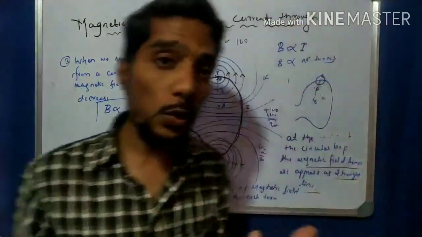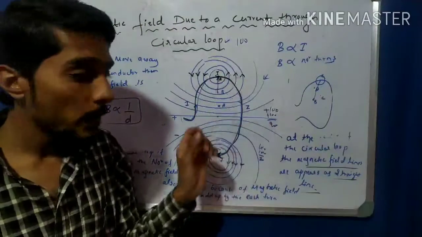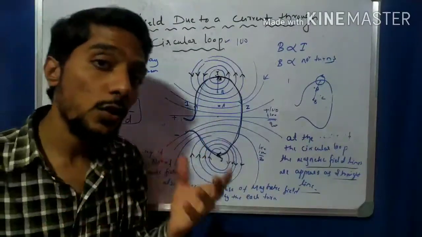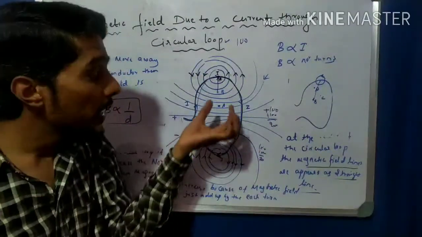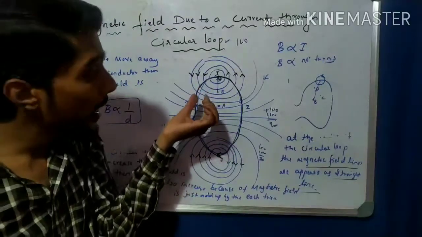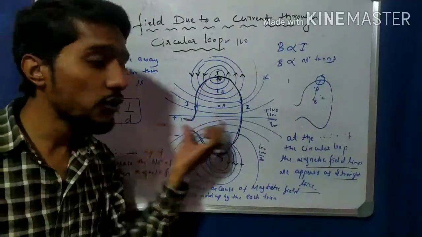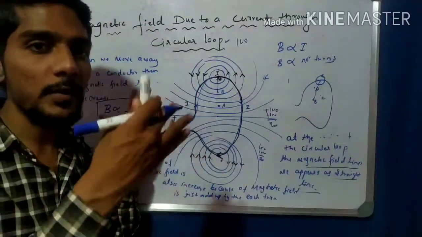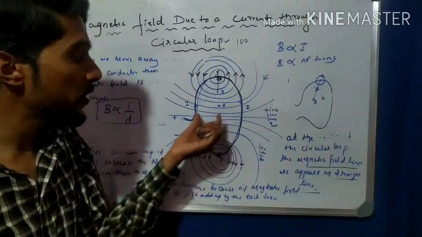So what is a circular loop? It is a loop in the form of a circle. What happens when current is passed through a circular loop? Same, the magnetic field is generated in the form of concentric circles. And at the center of the loop, the field is a straight line. Why? Because the circles are big in size, so it looks like a straight magnetic field.